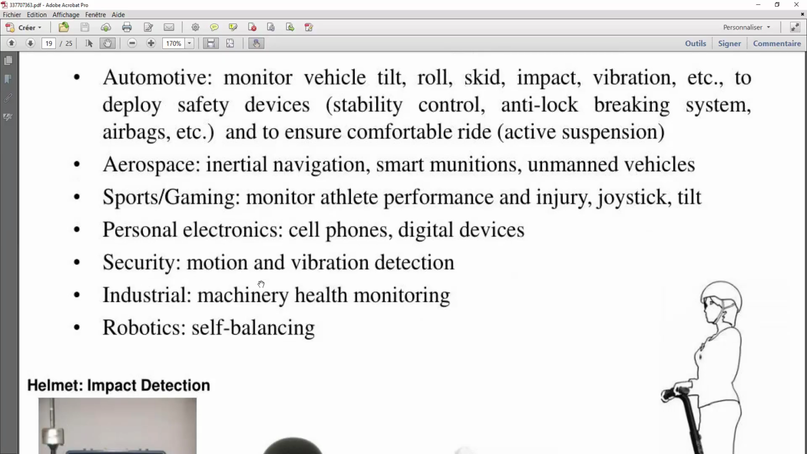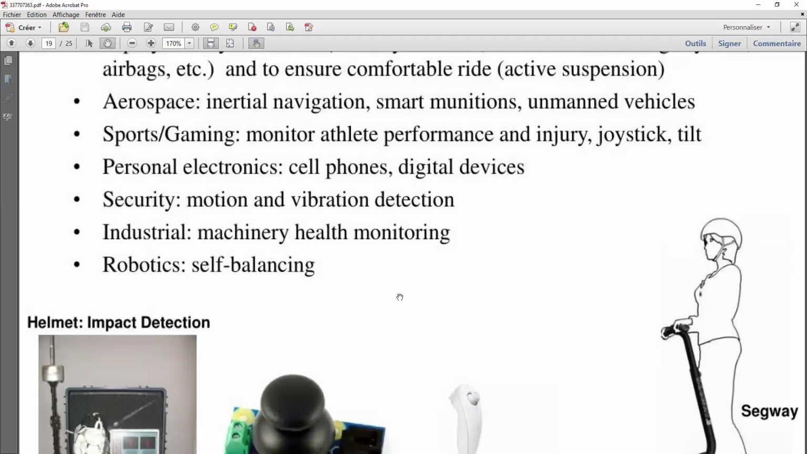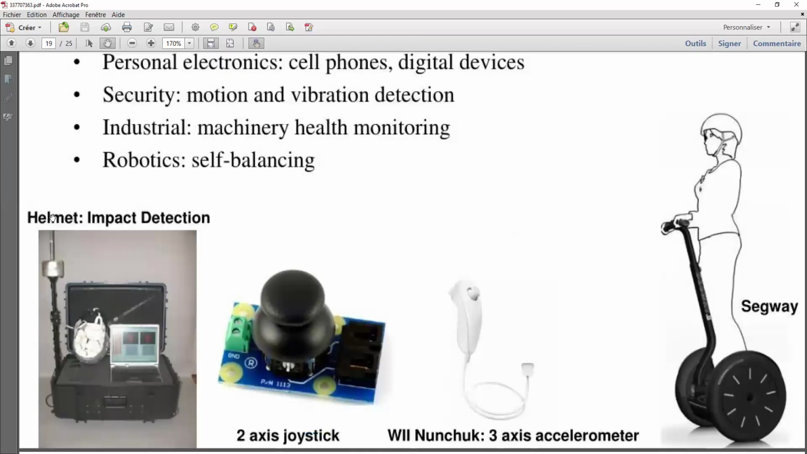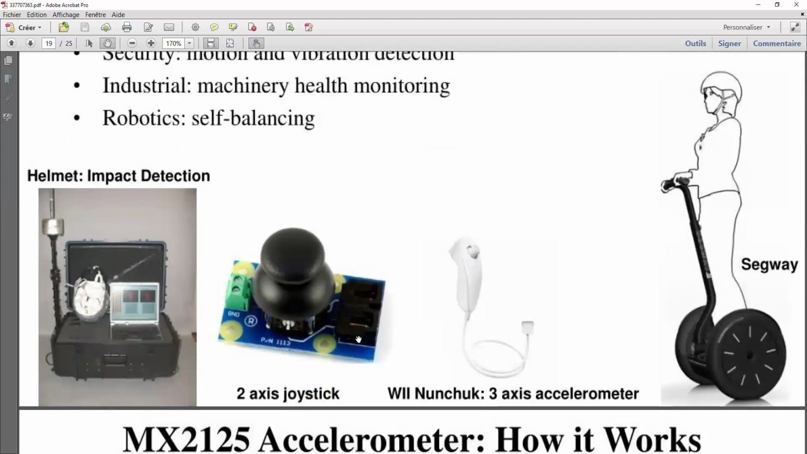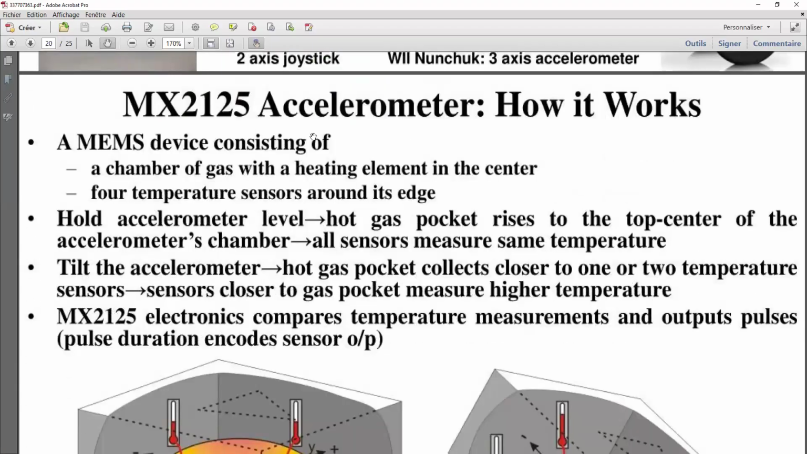For security, we have motion and vibration detection. In industrial, we have machinery health monitoring. In robotics, we have self-balancing. This is an example of helmet impact detection. We have a two-axis joystick. We have a three-axis accelerometer. We have the Segway.